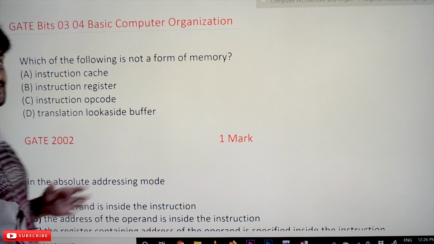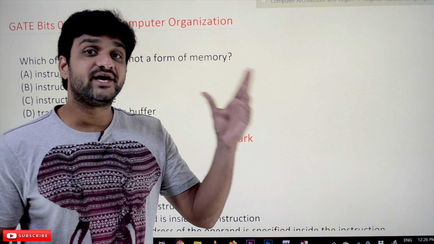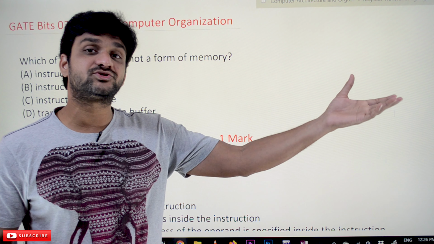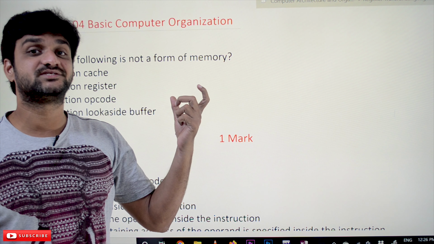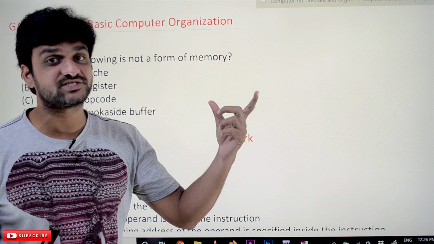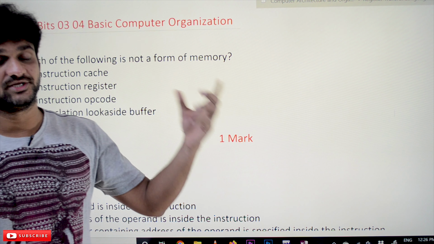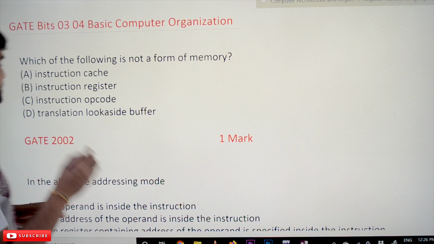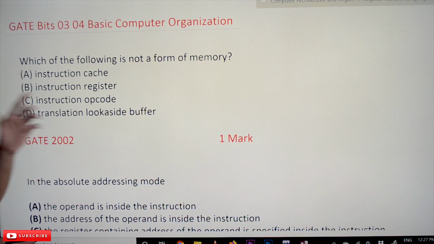Instruction register we have already seen in our basic computer, where the instructions that are stored in the memory get fetched and stored in the instruction register. Register means it is also a memory. Next one is instruction opcode. Is it a memory? No.